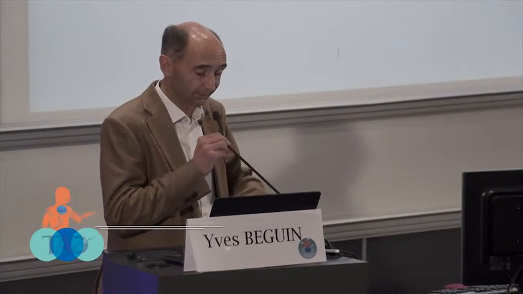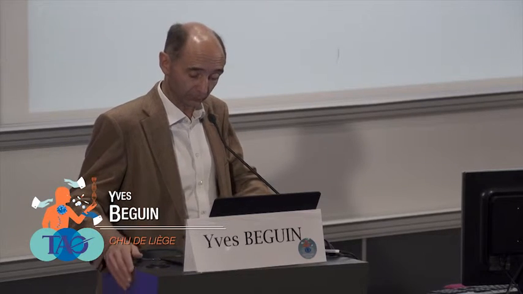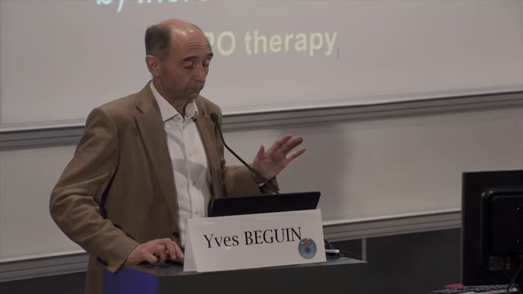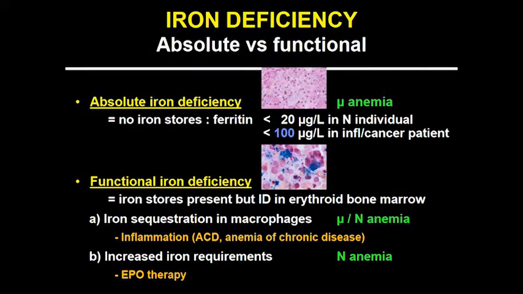So, I'm going to talk about how to treat anemia in cancer patients, in particular using IV iron, and more specifically, ferinject, the use of which is still restricted. So first, you have to differentiate two types of iron deficiency: absolute iron deficiency, which is defined by no iron storage, no iron stored.